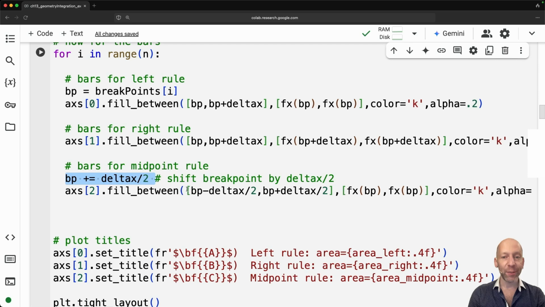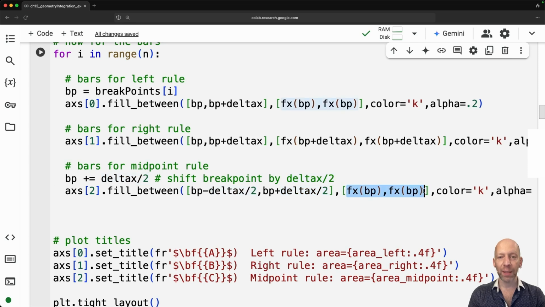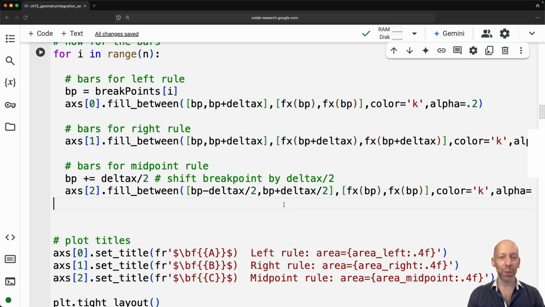Now, because that's the average, we need to change the x-axis coordinates. So it's the middle of the breakpoint minus 1/2 of delta x until the middle of the breakpoint plus 1/2 of delta x. And now this is just f of x here. This looks like the same code as here, and technically the code is the same, but I've redefined the variable BP. So these values correspond to the left edge, and these values correspond to the center of the rectangle. Okay, I hope that all makes sense.